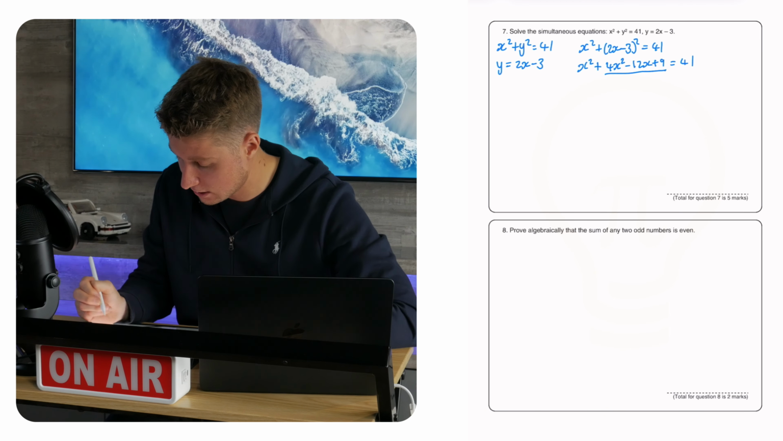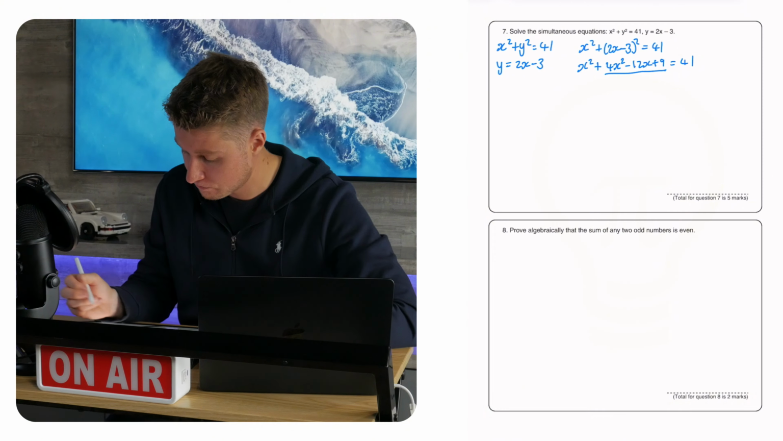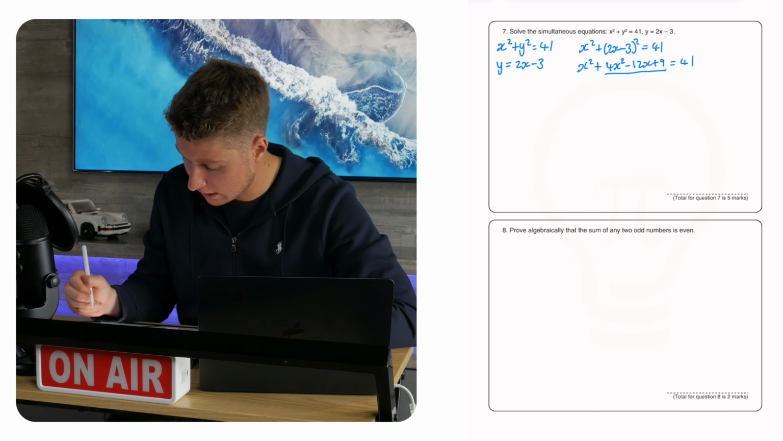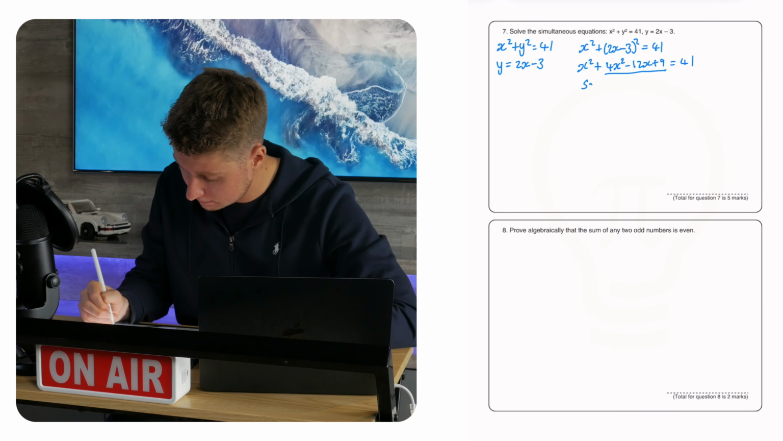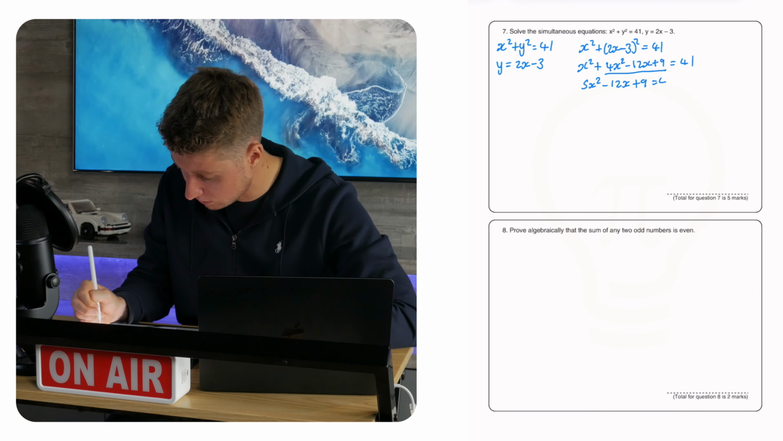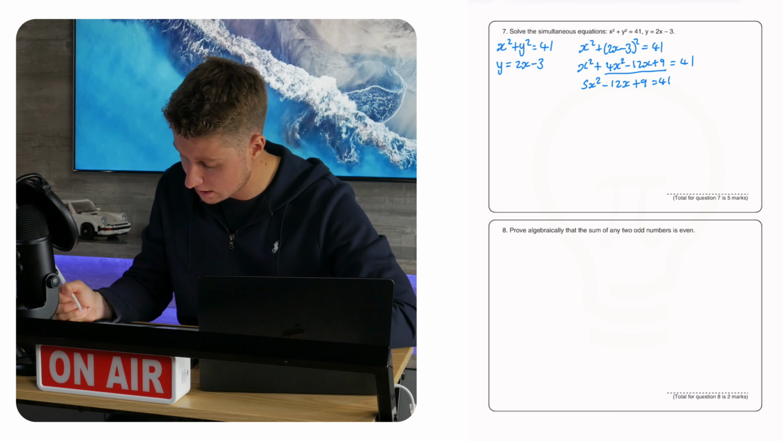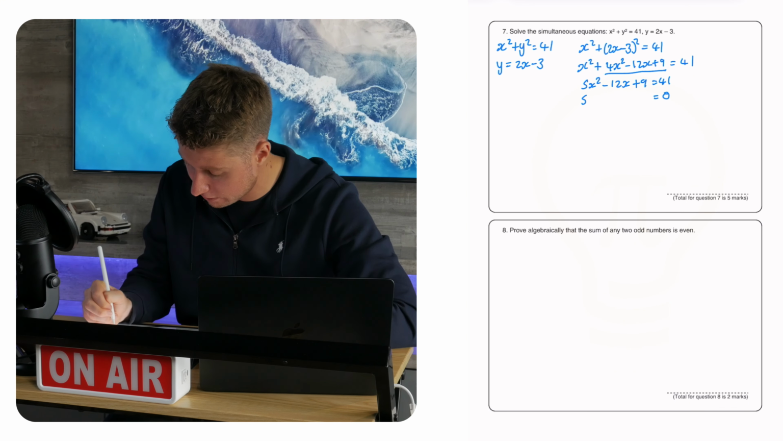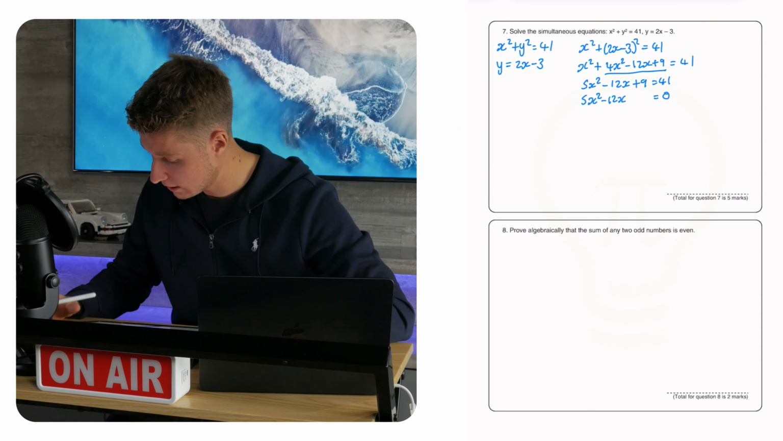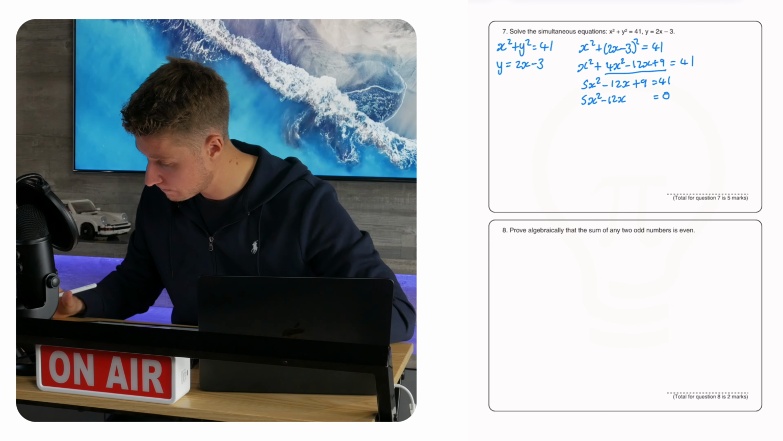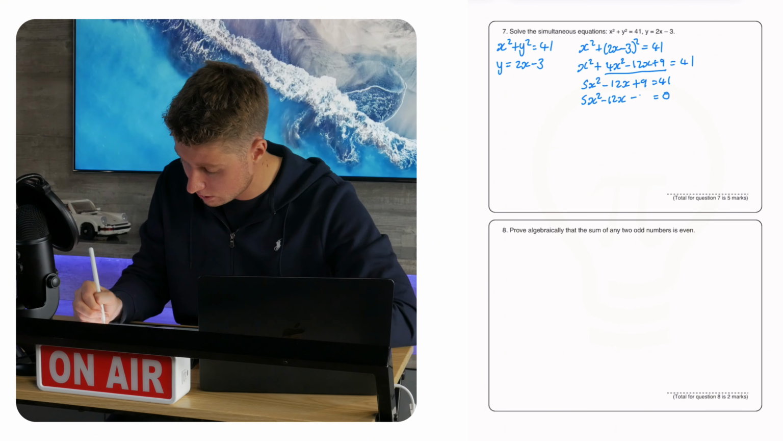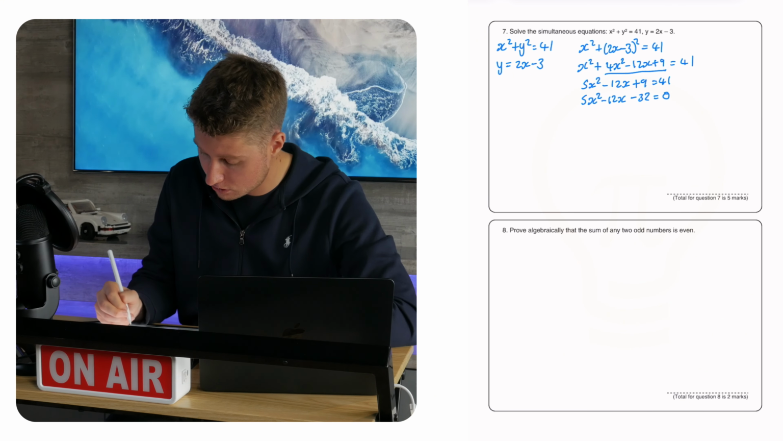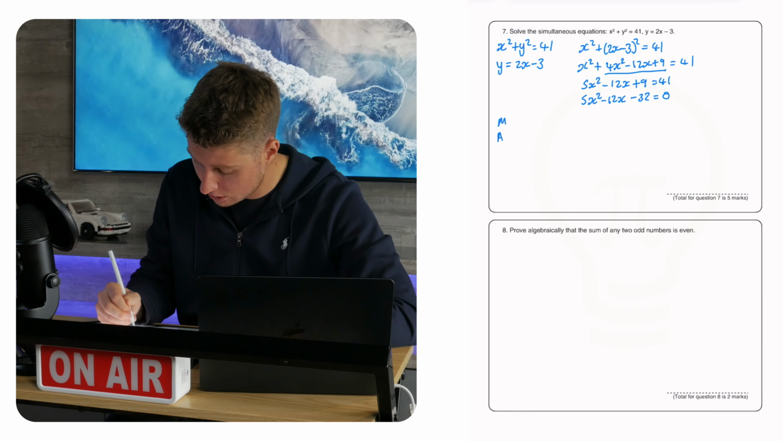So this section here, I just expanded this double bracket out. Collecting like terms on the left hand side, we get 5x squared minus 12x plus 9 equals 41. And then if we subtract 41 from both sides to get this equal to 0, we're going to get 5x squared minus 12x, and 9 subtract 41. This is equal to negative 32. Again, we can use the maths method to solve this equation.